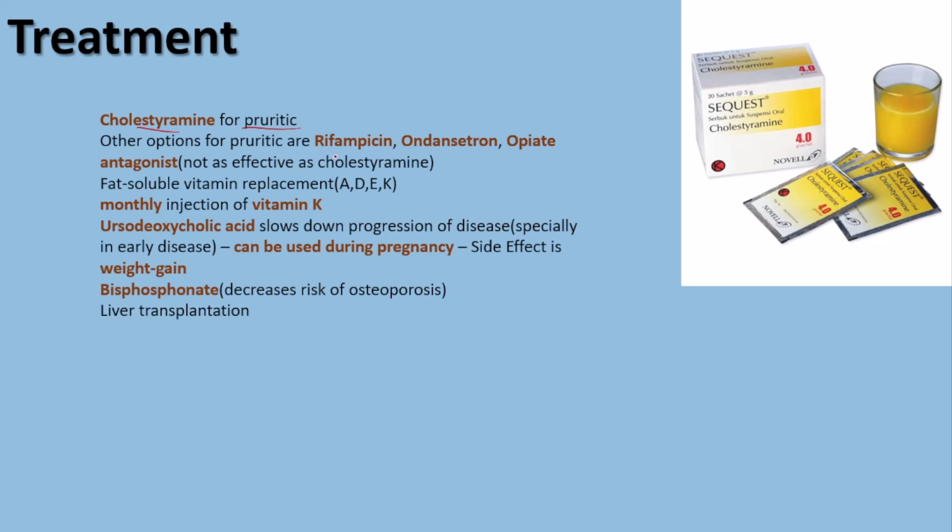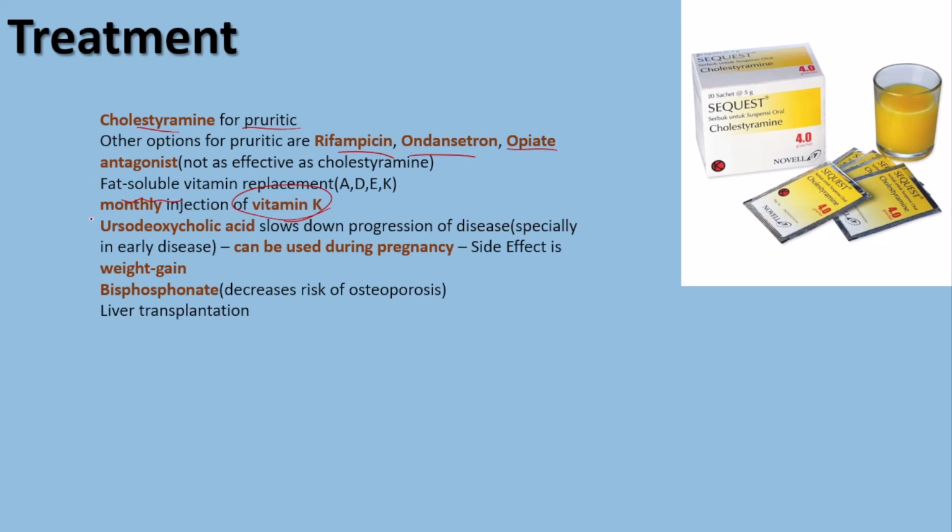We have other options. We can give the patient rifampicin, ondansetron, or opioid antagonist. These are other options in case cholestyramine cannot be tolerated, but they are not as effective as cholestyramine. So fat soluble vitamins should be replaced in case of primary biliary cirrhosis. Again, we have fat soluble vitamin deficiency due to the bile blockage. So for example, this group of patients are required to have vitamin K monthly injection in order to have their vitamin K replaced. And other fat soluble vitamins should be replaced as well.